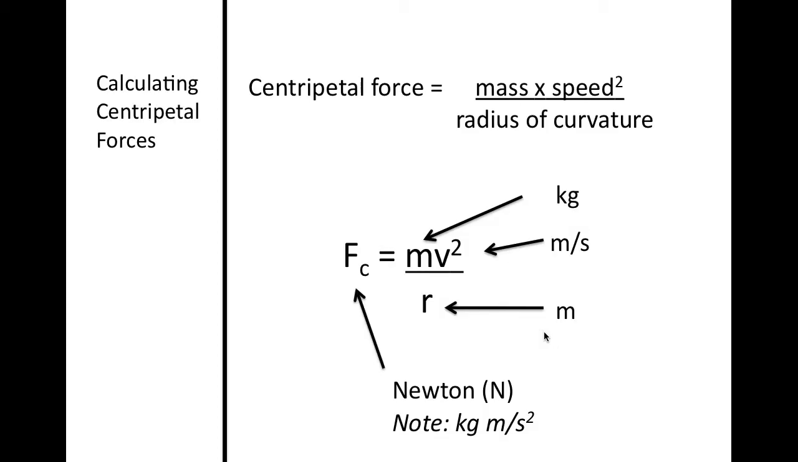Now, in order to calculate centripetal force, all you need to know is that it is mass times speed squared divided by the radius of the curvature. And what that looks like is F sub c, c for centripetal, F for force, equals mass, which is in kilograms, times velocity, or the speed, squared, which is meters per second, all over the radius of the curvature, which is in meters. And we get that from looking at what the radius or the diameter is. When you figure all this out, you would get your answer in newtons. And remember that a newton is just a kilogram meter per second squared.